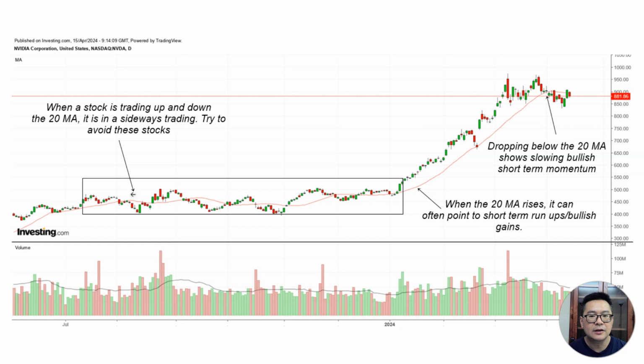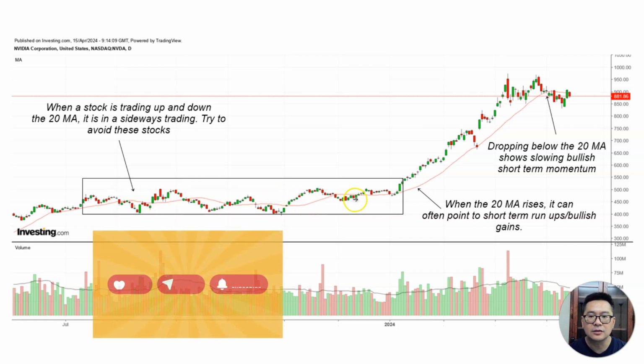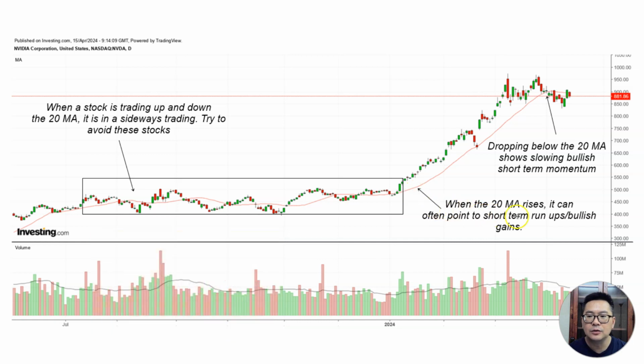If a stock is trading sideways, you want to have a stock that is going up instead. That's usually how most people make money. So when the stock is trading up and down the 20 MA, try to avoid those stocks. But you can see starting here, when the 20 MA starts to rise, it can often point to short-term run-ups or bullish gains. From early 2024 until about April right here, the stock has been just going up, and we can find the reason why: it is because the 20 MA is rising.